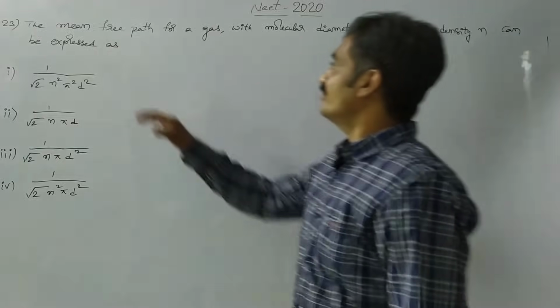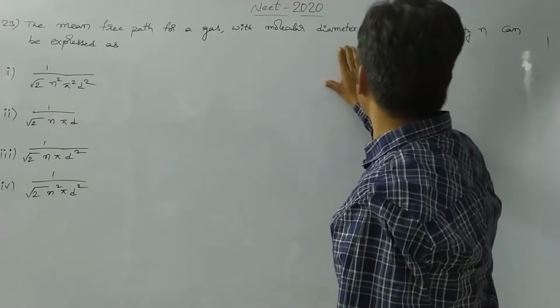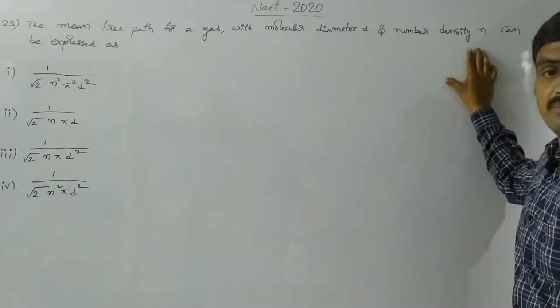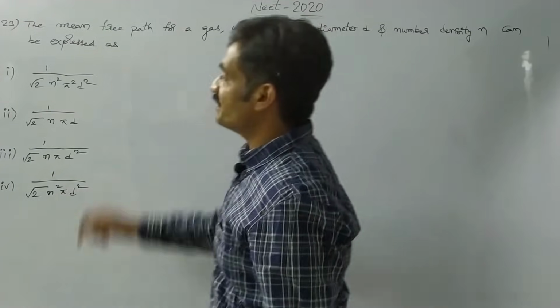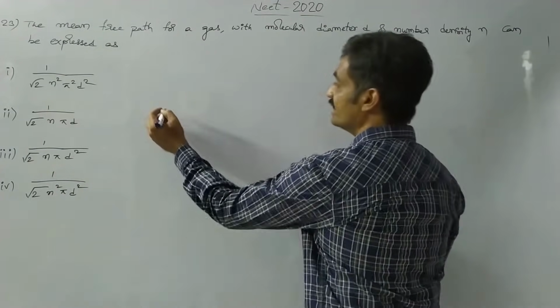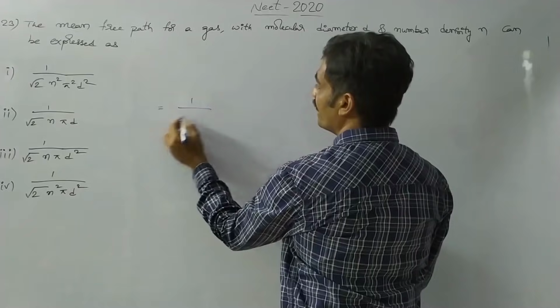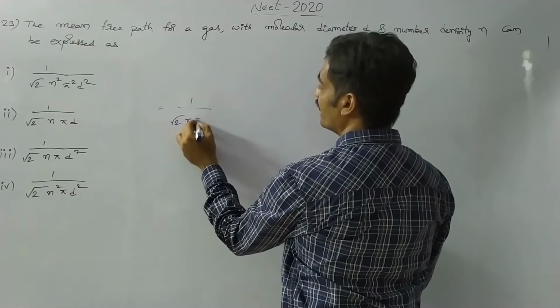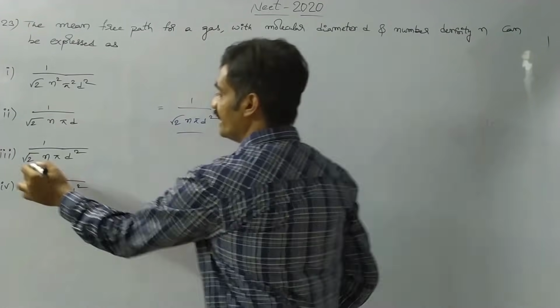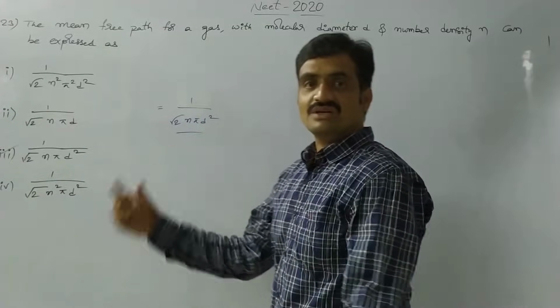The next question is, the mean free path for a gas with molecular diameter d and a number density n can be expressed as, we know that the mean free path is given as 1 by root 2 n pi d square. So option will be 3. Take a screenshot, we will continue.